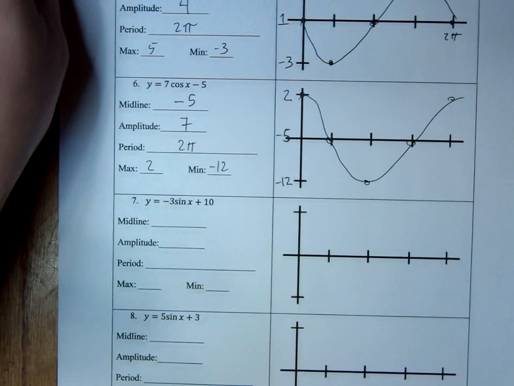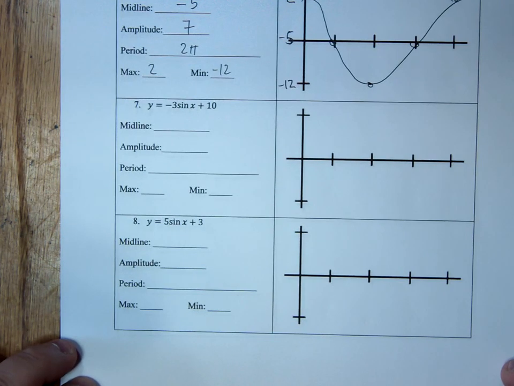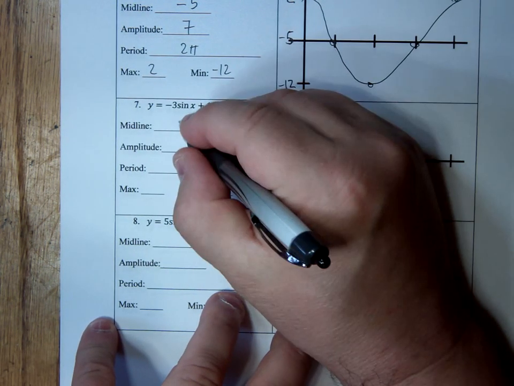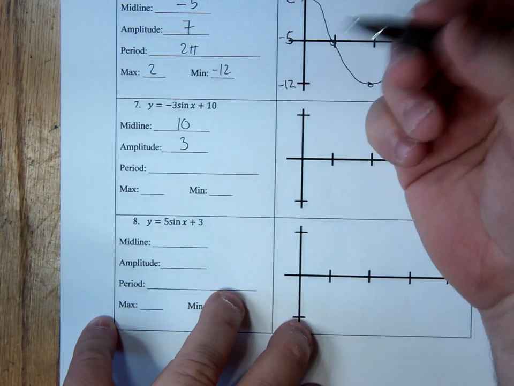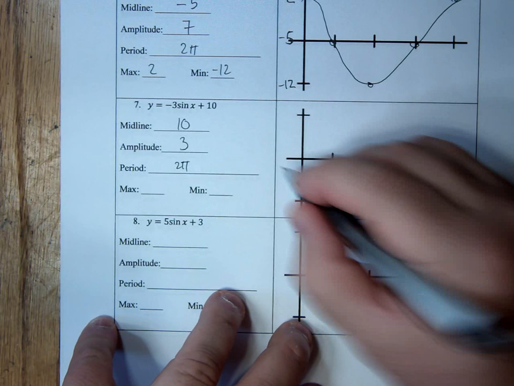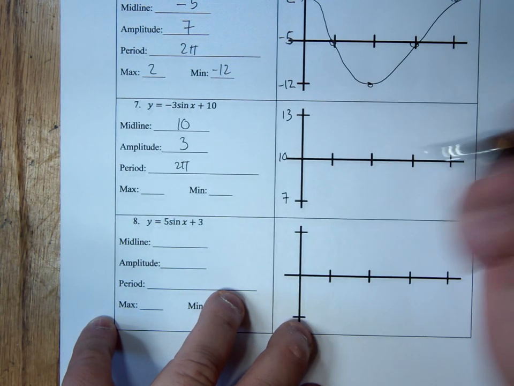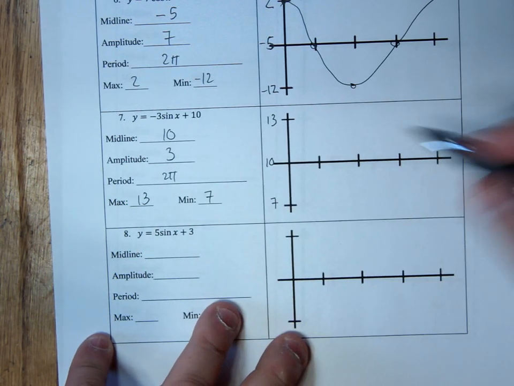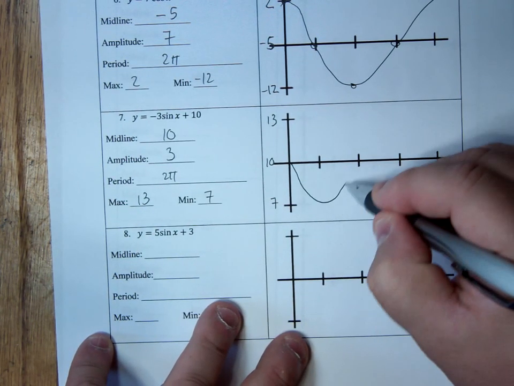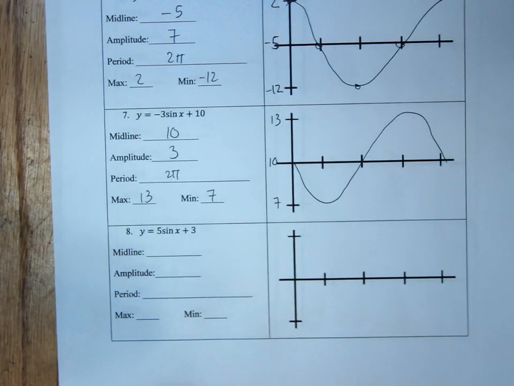So hopefully you've got that by now. All right. Number 7. Midline would be the 10. The amplitude is 3. Of course, 2 pi for the period. So 10 up 3 is 13, down 3 is 7. So 13 is your max, 7 is your minimum. Of course, negative cosine or negative sine goes down first.